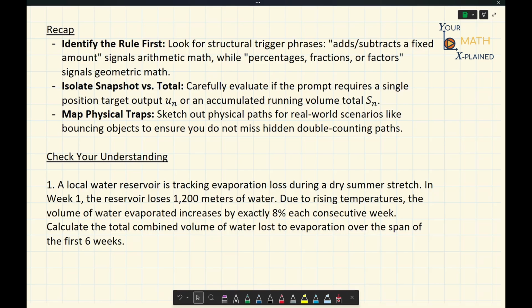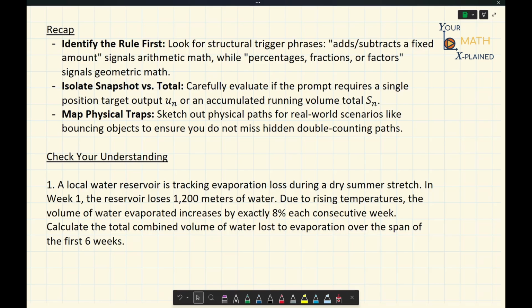And the second question we ask ourselves is is it an isolated snapshot, or is it the total? If it's a snapshot talking about a particular row or a particular year, then that is going to be a sequence, which means we use the formula for u sub n. But if we're talking about a cumulative total, then we're going to be using the series formula for s sub n. And lastly, we always need to make sure that everything makes physical sense. So it's always good to sketch out the physical path for real-world scenarios like bouncing objects to ensure you don't miss both the upward and downward motion, or negative solutions that don't make sense in the real world.